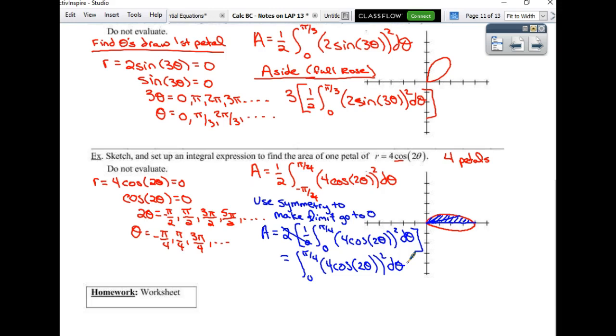Cool? Cool. As an aside, what would this be if I wanted the full rose then? Be careful. Times 8 if we're using which equation? The 1/2. This is the area of one petal. So if I wanted the full rose, I would only have to multiply this by 4.